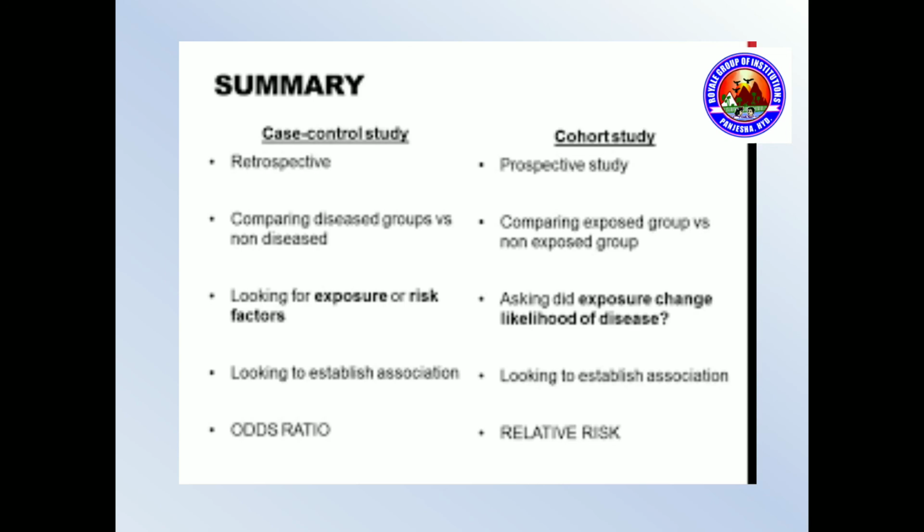The case control study looks for exposure risk factors. The cohort study looks for the likelihood or the probability of development of the disease. A case control study helps to establish an association, while the cohort study helps also to establish an association. The main objective of a case control study is to find out the probability of or the odds ratio of development of the disease in a particular community, while the cohort study finds the relative risk.